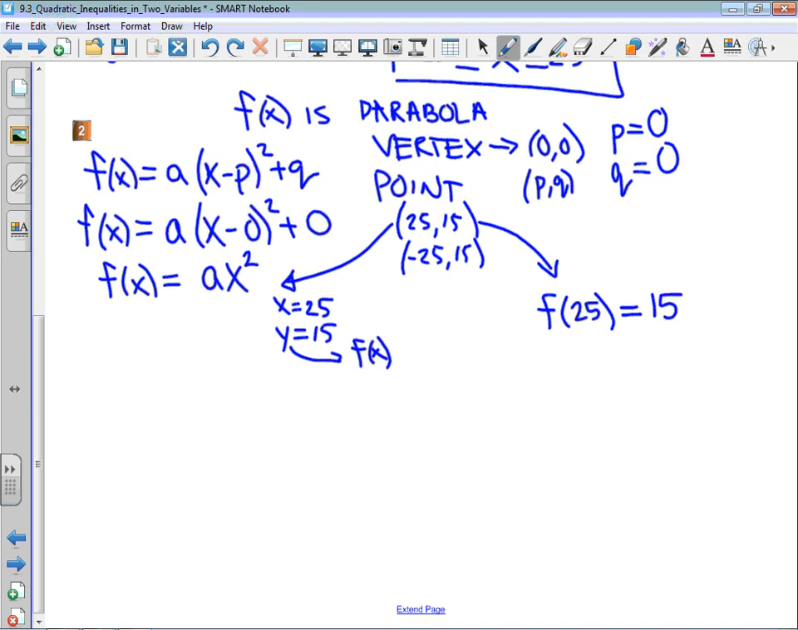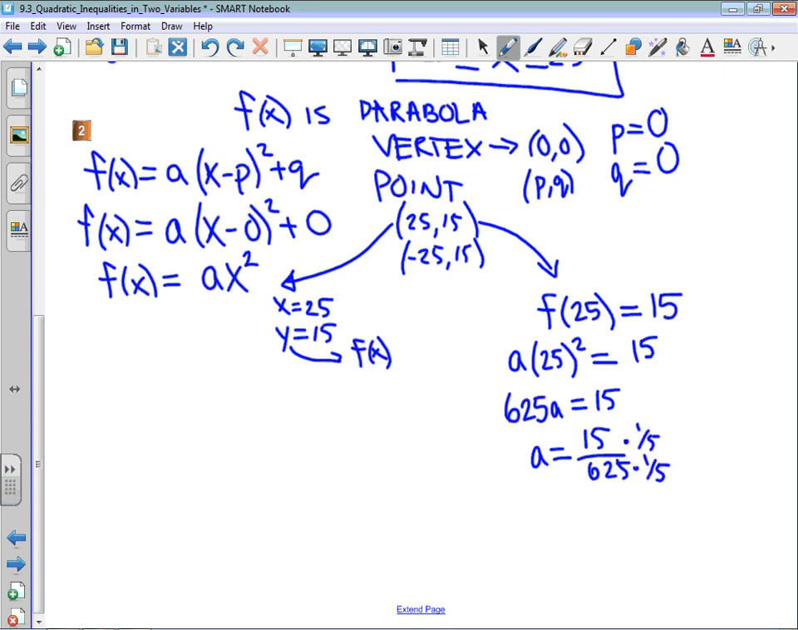F at 25 is a times 25 squared, and 15 is a number, so I'm just going to leave it as 15. Well, 25 squared is rather large. I get 625 times a is equal to 15. So a is equal to 15 divided by 625. Both of those are divisible by 5. And what I get when I reduce that into lowest terms is that a is equal to 3 over 125. Now that means, and I'll write it here, that my function is 3 over 125 times x squared.